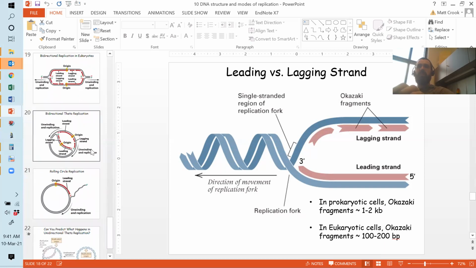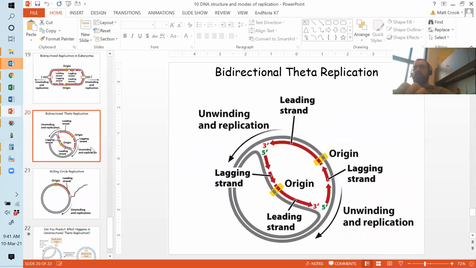Okay, and so when you look at it in greater detail, in each individual context, this is bidirectional theta replication, so this would be in bacteria. And so you're going to have one origin of replication, and from each origin, you're going to have a leading strand going in the 5' to 3' direction, and you're going to have a lagging strand full of Okazaki fragments. Same on the other side, on the other strand. You'll have a leading strand and a lagging strand.